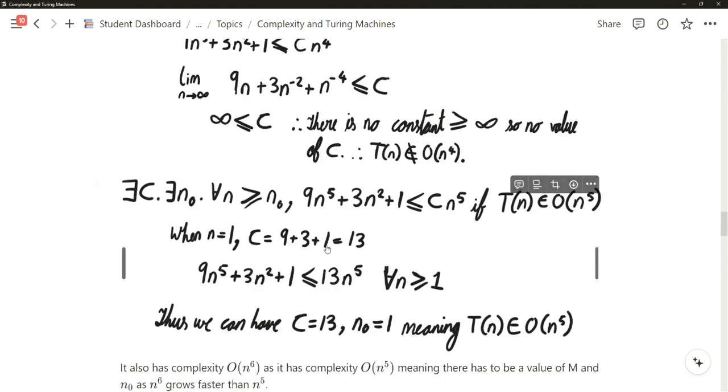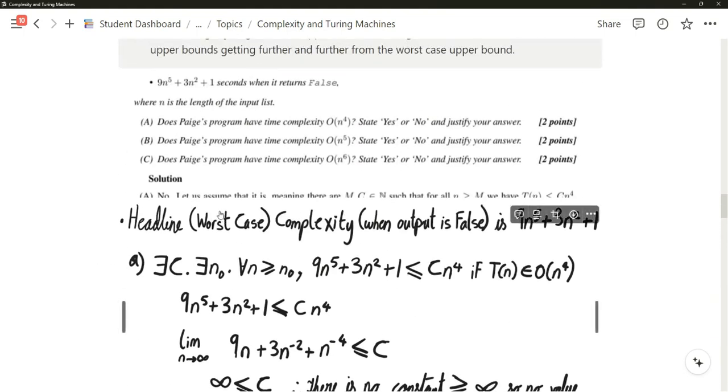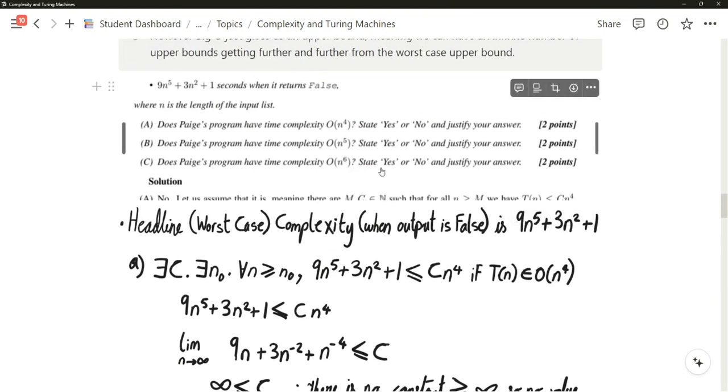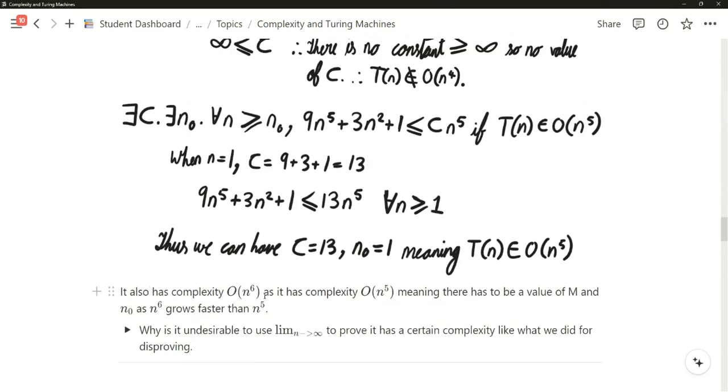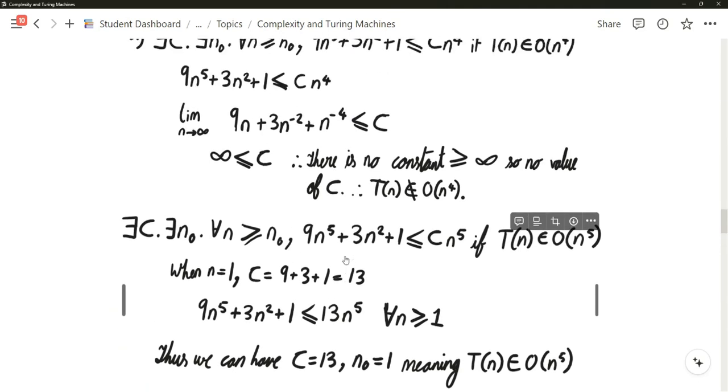And yeah, that's how you'd prove that something is that complexity. Last part of the question was, does Page's program have time complexity O of n to the 6? And the answer is yes, it also has complexity of n to the 6 because we've proven it to have complexity of O of n to the 5, simply because n to the 6 grows faster than n to the 5. So if we've shown it as an upper bound with n to the 5, n to the 6 will definitely also be an upper bound. And yeah, that's kind of it.